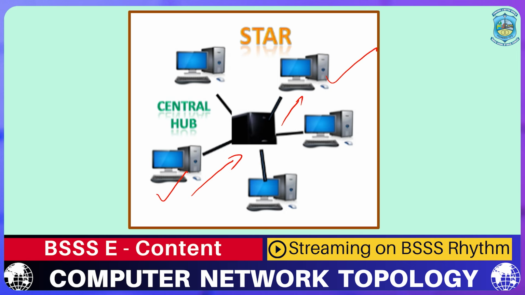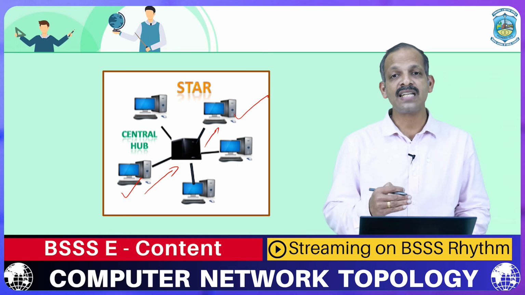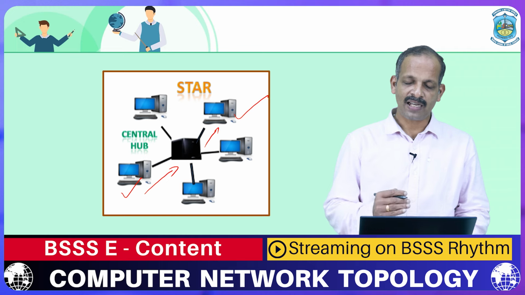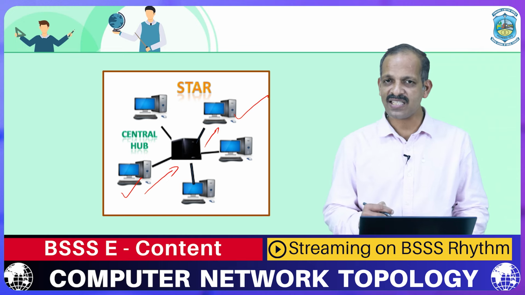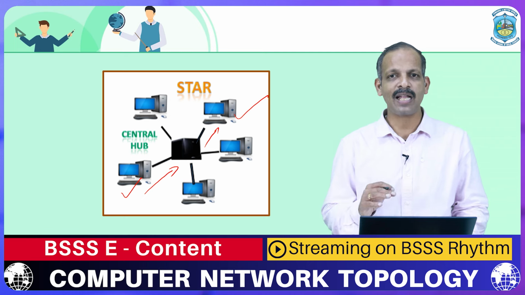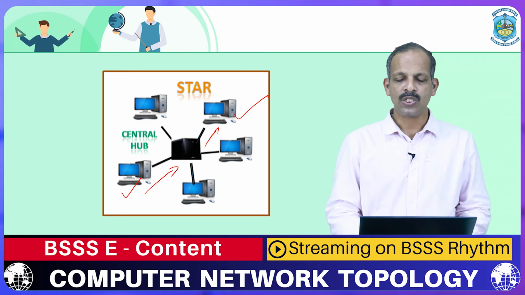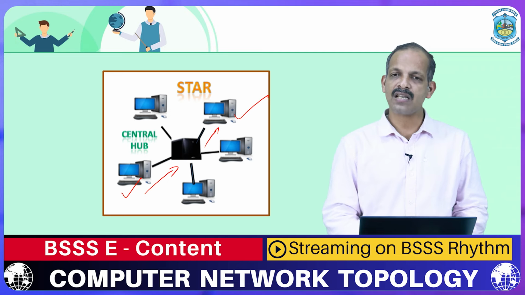In that case, the packet will reach each and every system, and they will check the destination address of that packet. If the destination address matches that specific system, then it will accept that packet, else it will reject that packet. So in that way, they are working in this star topology.